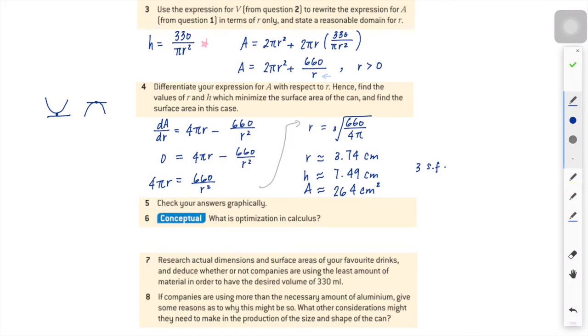So hopefully you were able to graph the equation in here, and then notice you get the same result on the graph. So we say that optimization in calculus uses mathematical models to find largest and least value solutions to real-life problems. For number 7 and 8, you can discuss it with your classmates.